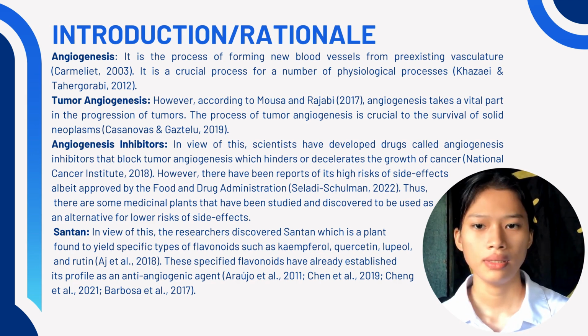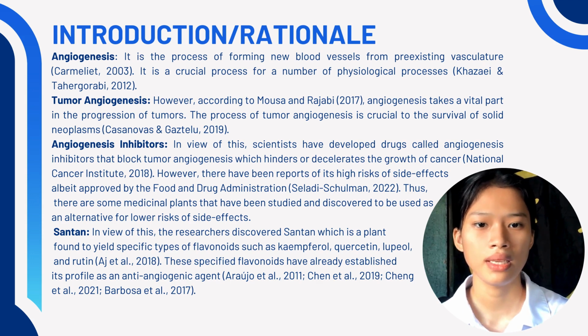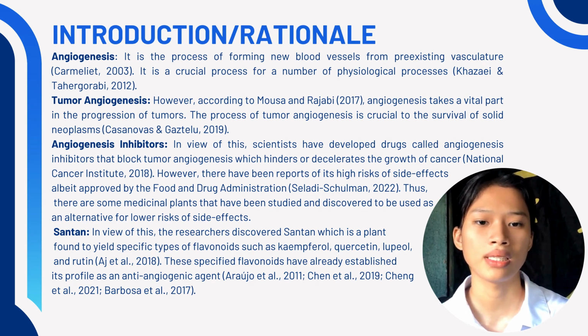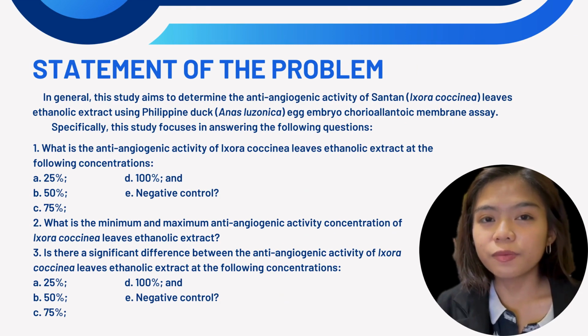In view of this, the researchers discovered santan, which is a plant found to yield specific types of flavonoids such as quercetin, lutein, and protein, AJ et al. 2018. These specified flavonoids have already established their profile as anti-angiogenesis agents. Araujo et al. 2011, Chen et al. 2019, Cheng et al. 2021, Barbosa et al. 2017.